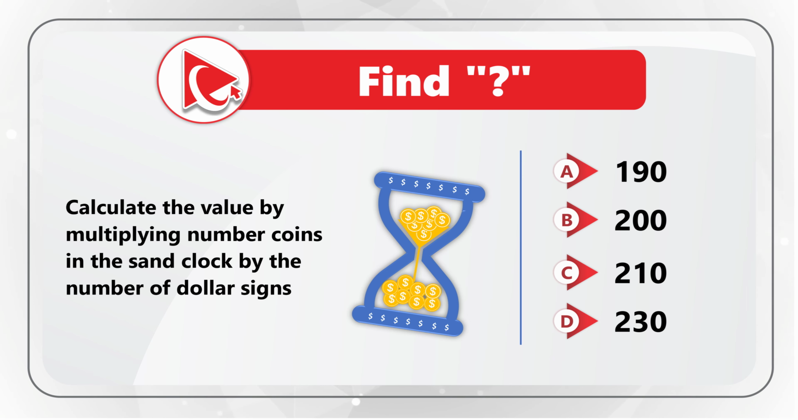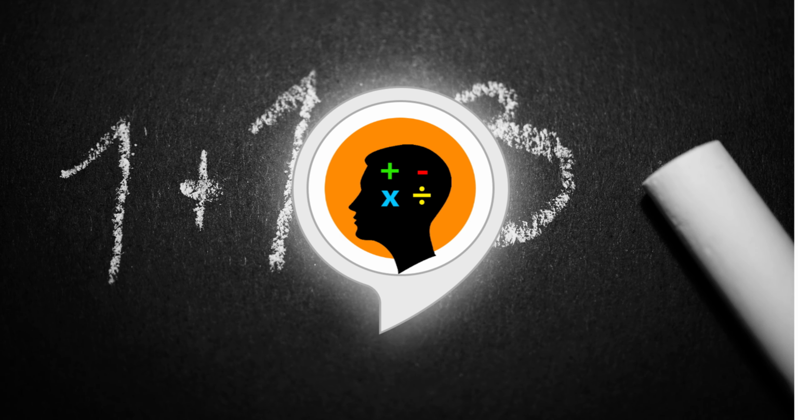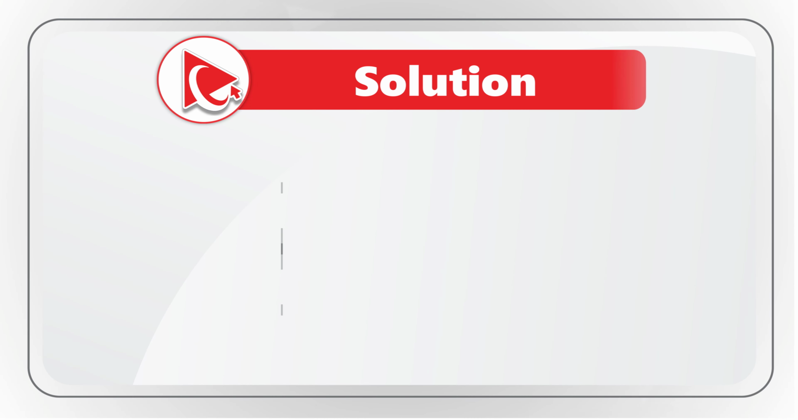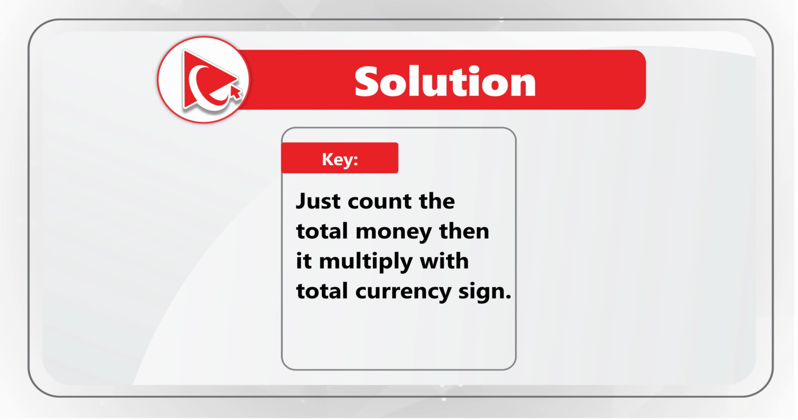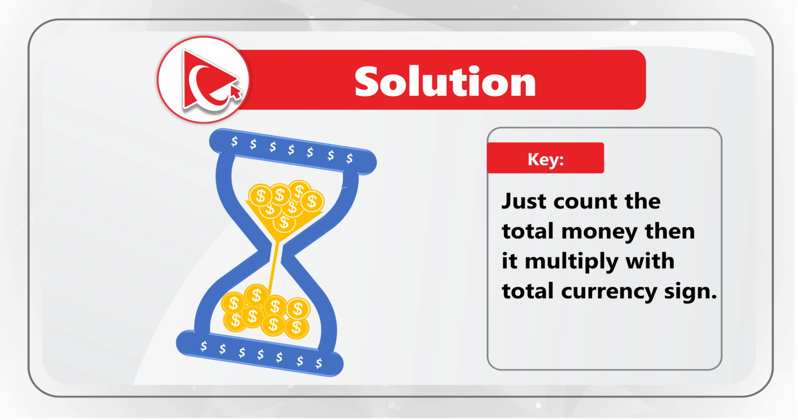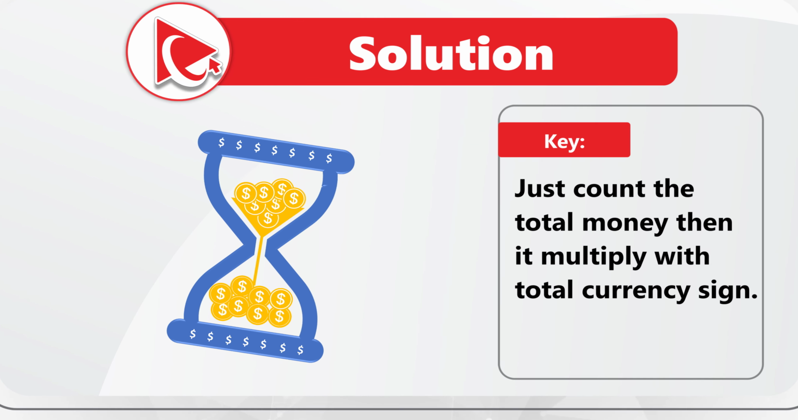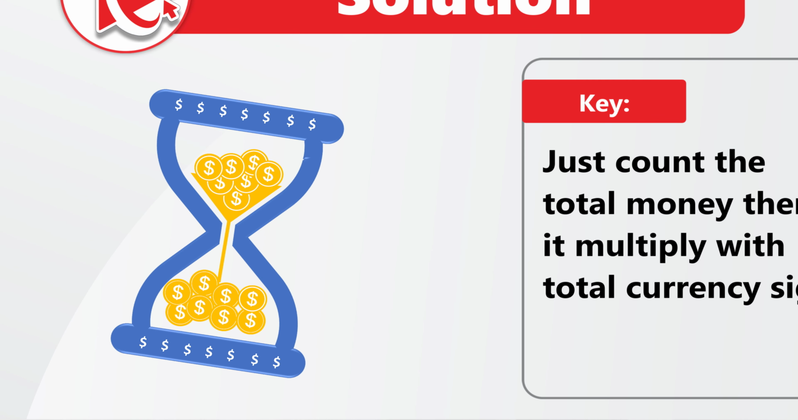Take a close look, maybe do mental math to see if you can come up with the solution. The key here, though, is not to overthink it. To solve it correctly, we need to count the coins. Let's start by counting the coins at the top. There should be 7 coins. 1, 2, 3, 4, 5, 6, and 7. There are 8 coins at the bottom. Let's count them. 1, 2, 3, 4, 5, 6, 7, and 8.